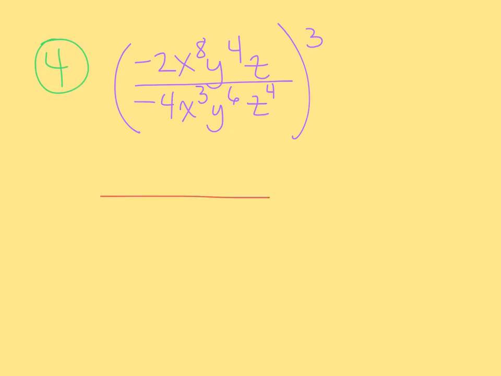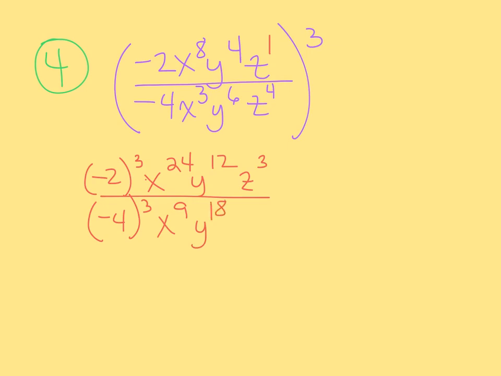So I'm going to start on the top, and I have negative 2 to the third power. And then x to the 8th to the 3rd is going to be x to the 24th. Y to the 4th to the 3rd is y to the 12th. And then, of course, there's an imaginary 1 on the z. So 1 times 3 is 3. On the bottom, I have negative 4 to the 3rd. X to the 3rd to the 3rd is x to the 9th. Y to the 6th to the 3rd is y to the 18th. Z to the 4th to the 3rd is z to the 12th.